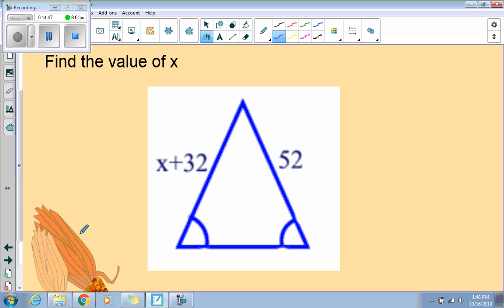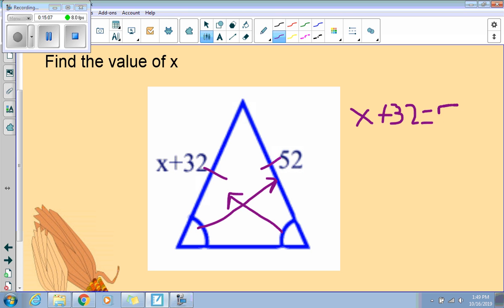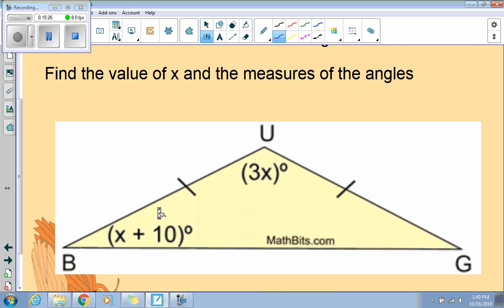Okay, here they give us angles being congruent, which means the sides across from them are also congruent. So here we're going to say x plus 32 equals 52. And we'll subtract the 32 from both sides to get x equaling 20. Okay, so x would be 20 there. Again, we're using these properties of isosceles triangles to solve.